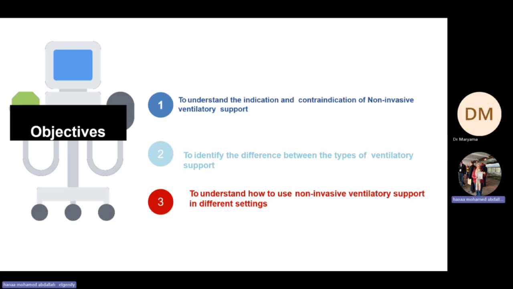We have to understand the indication and contraindication of non-invasive ventilatory support, identify the difference between the types of ventilatory support, and learn how to use non-invasive ventilatory support in different settings.